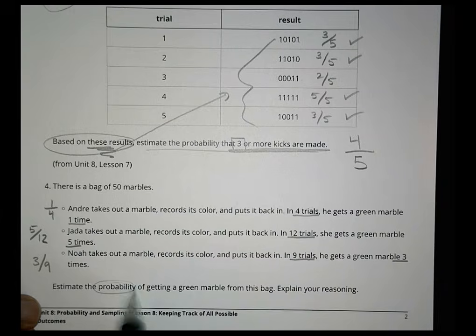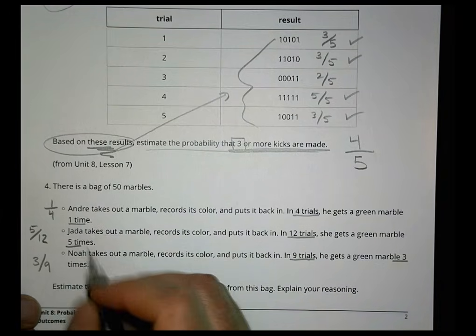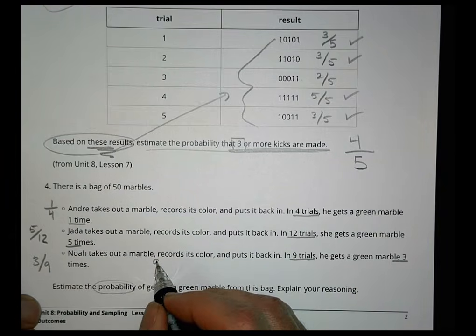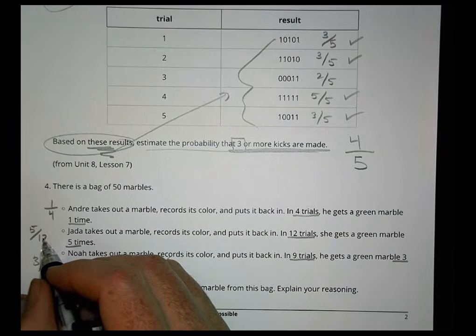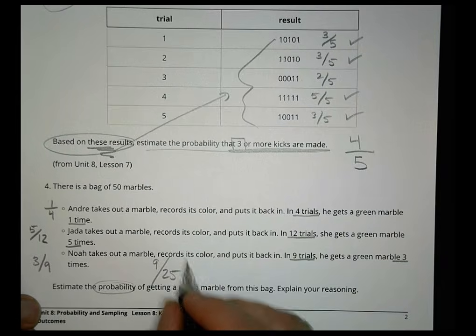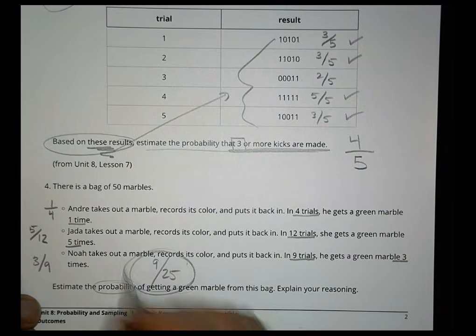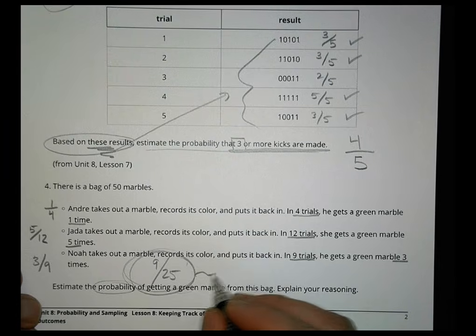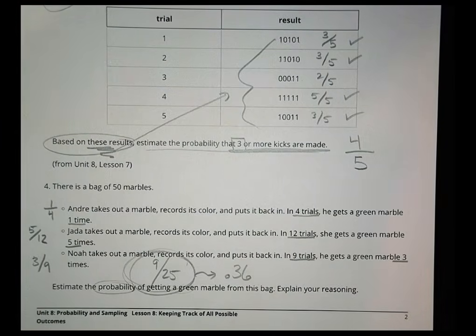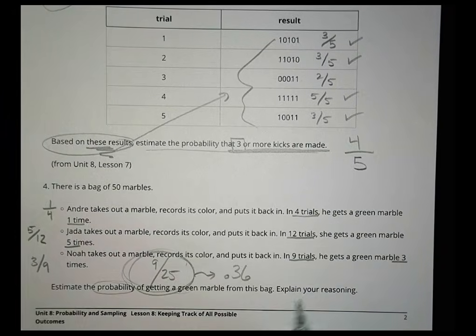Estimate the probability of getting a green marble from this bag. Explain your reasoning. Well, if I look at all of what they did, they got green a total of 5, 6, 7, 8, 9 times out of how many tries? 12 plus 9 plus 4 is 25. So in all, if you add them all together, they got green 9 times out of 25, which is about 0.36. So the probability of getting green from this bag is about 0.36 or 9 over 25. However you want to write that, both answers would be acceptable, and explain your reasoning.